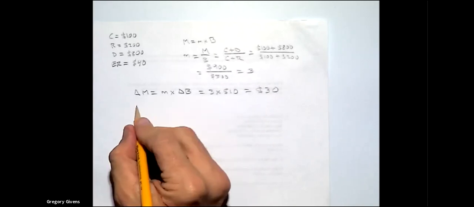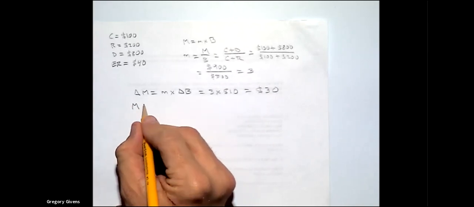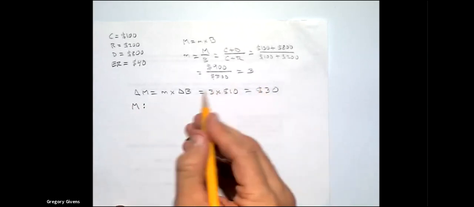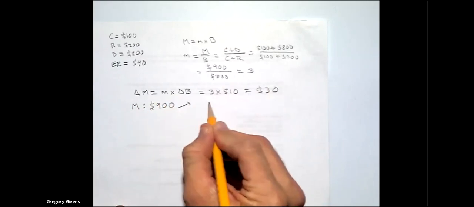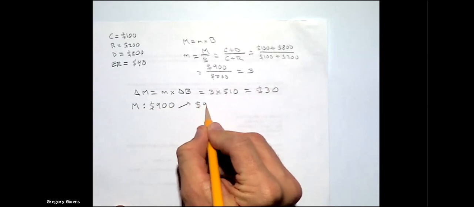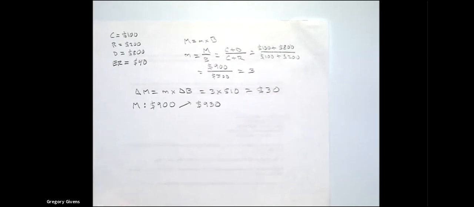And so the money supply has gone from, what was it originally? 900 billion to 930 billion as a result of this open market operation. And how does that work? The Fed conducts an open market operation. Banks receive new reserve balances.